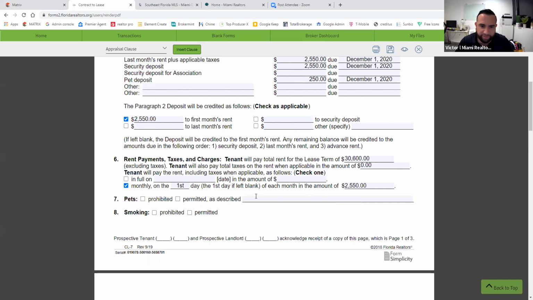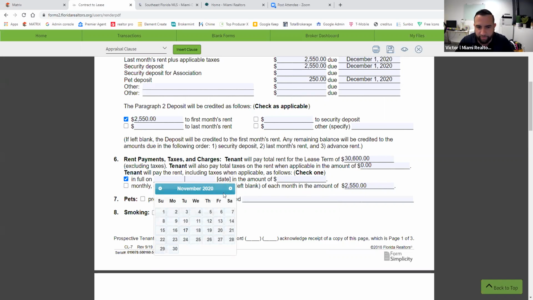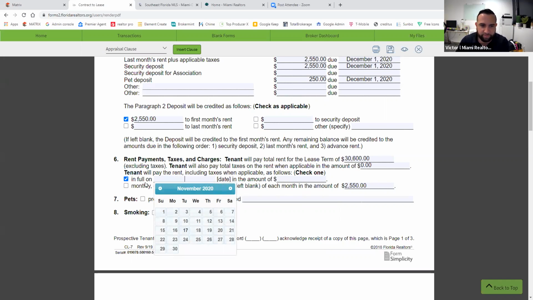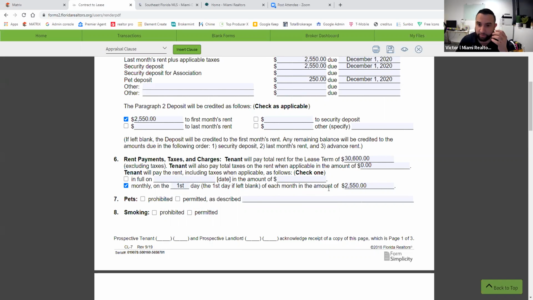So that's how you fill this out. If they were going to pay the full rent in full, then you would say they're going to pay it in full December 1st, and they're going to pay the total, $3,600. But most of the times, like I said, it's going to be monthly on the first of each month in the amount of $2,550. All right.